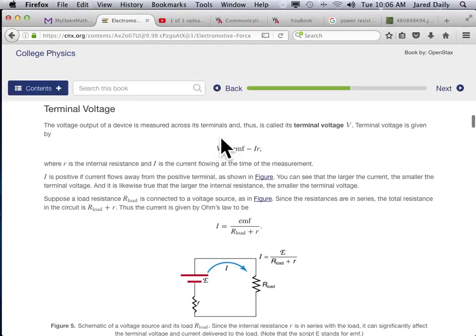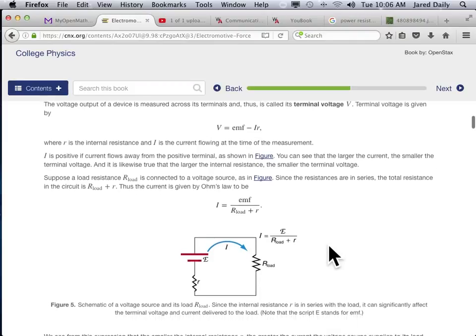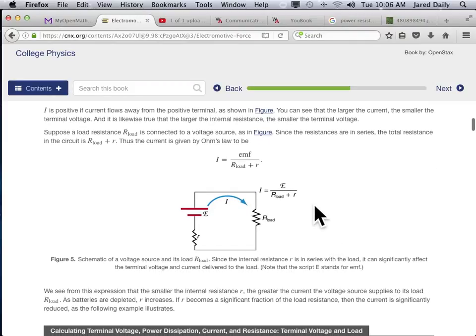So this V that you get from taking the EMF and subtracting off the voltage drop across the battery, we call that the terminal voltage. That's the voltage actually across the battery in the circuit. And if you have a load in your circuit and you want to calculate the circuit, this is what it looks like when you have that load.